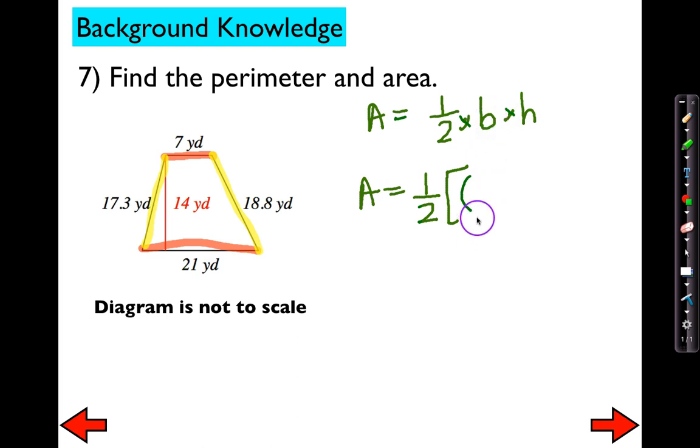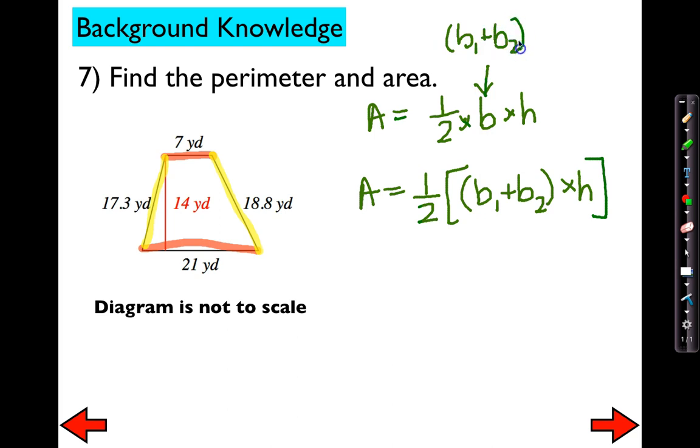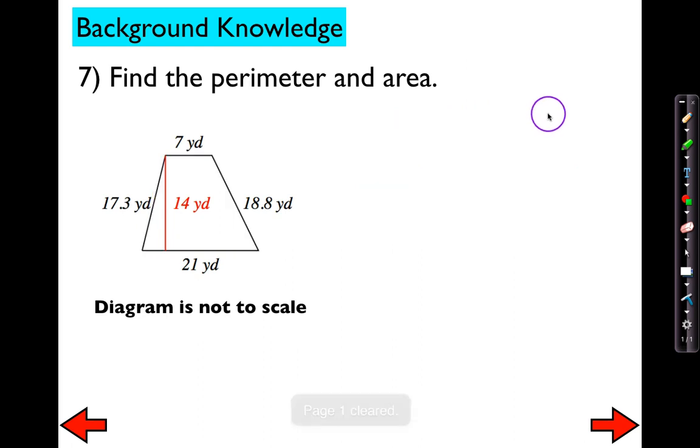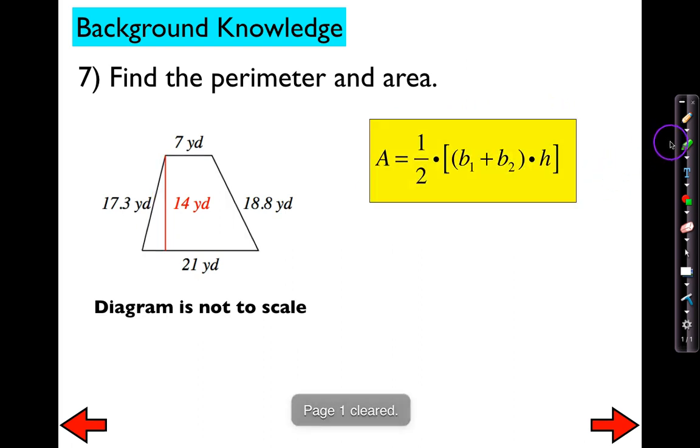So with a trapezoid, you're not using just one base. Your base is composed of 2 lines. So there's a base 1, and you have to add that to a base 2. But just like a triangle, you're still going to multiply by height. So the true difference is we're changing the base to base 1 plus base 2. It's very similar to the area of a triangle. Okay, so now that we have that, let me clean it up a bit, and let's go ahead and get to work.